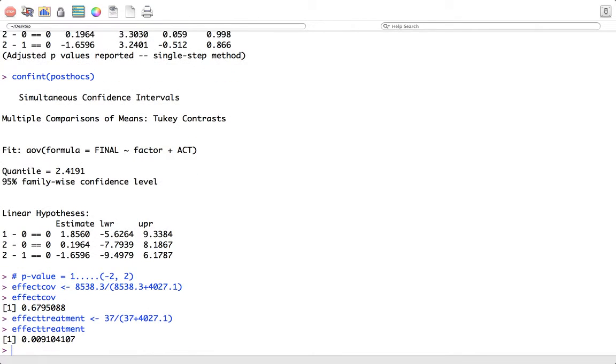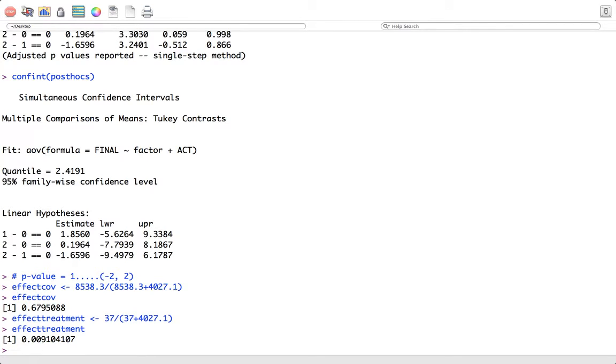Don't know why I named it that big. So 0.09, so very, very small effect for treatment. So yeah, it kind of makes sense because of the results that we found.